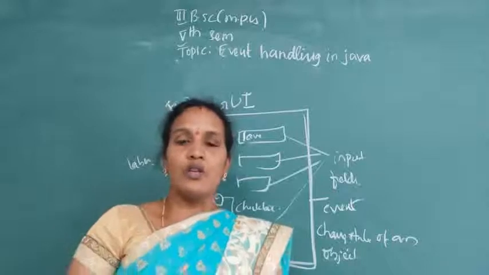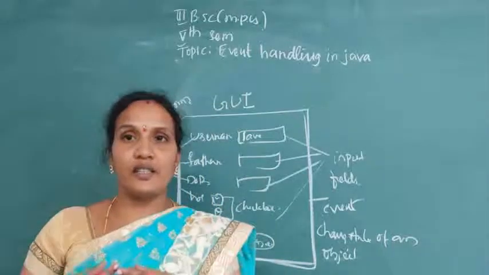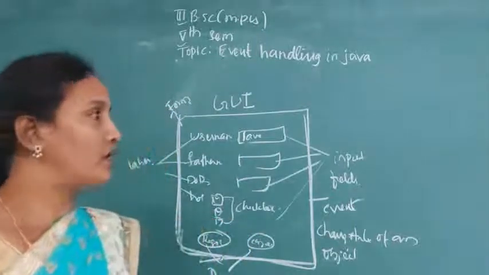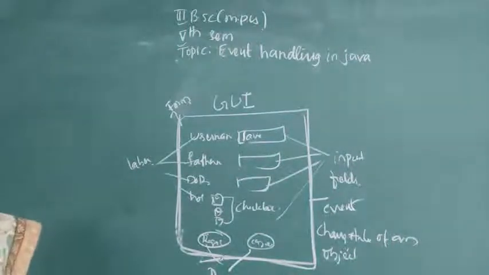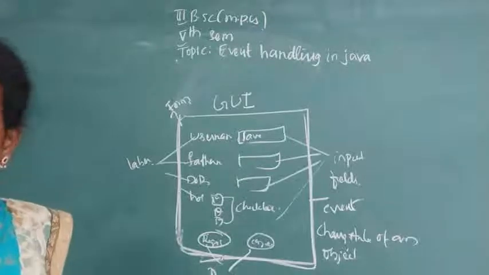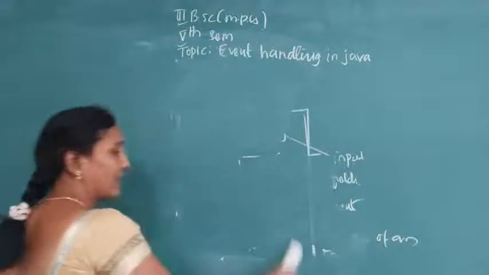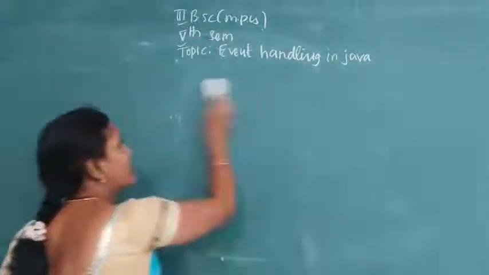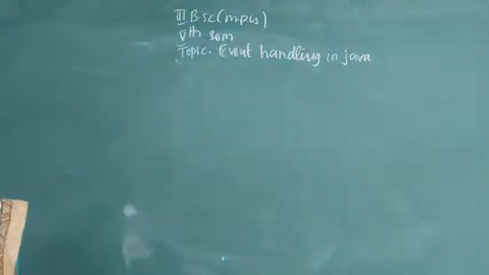When the user is performing any action on the browser, on the form, then events are generated. Events are generated like a mouse click, entering data using the keyboard, clicking on a button, clicking on checkboxes. Whatever you are clicking, that is called an event.